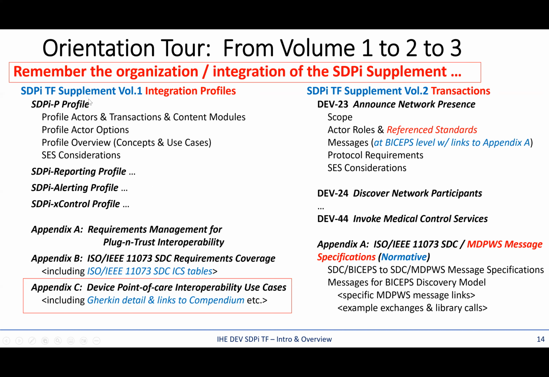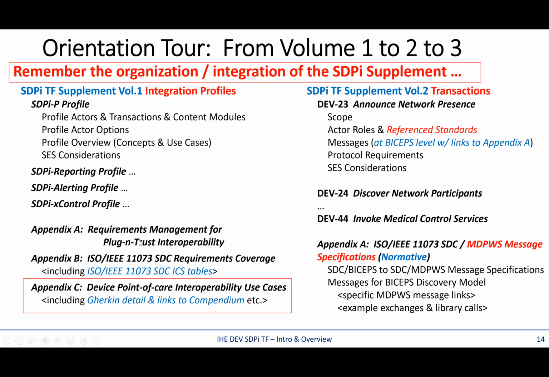And then we have that for the 4 profiles. So each one of the profiles. 1.0 will have a lot of detail in SDPi P, a lot of detail in -R for reporting, and some in alerting, but in 23 we'll extensively expand alerting in the 2.0 version, and then not much at all in the control. So with this 1.0, you're going to see diminishing returns as you go through these. And then if you look at that editorial plan wiki article I mentioned, you'll see what the plan is for next year and beyond. We then have 3 appendices in volume 1.